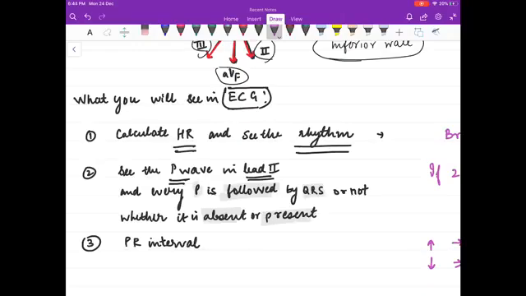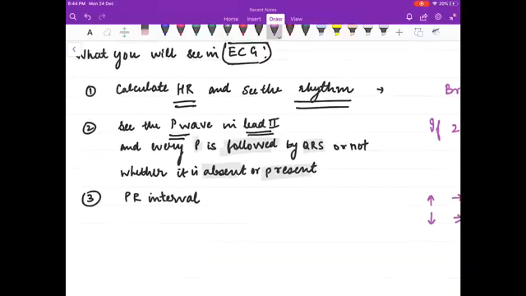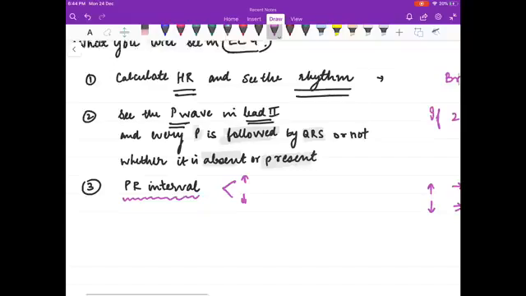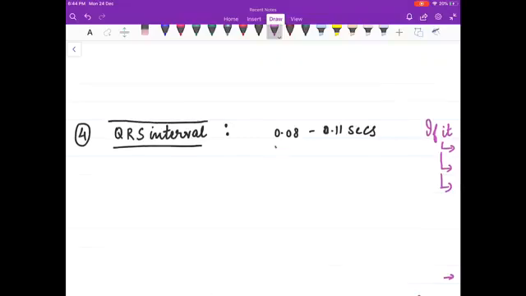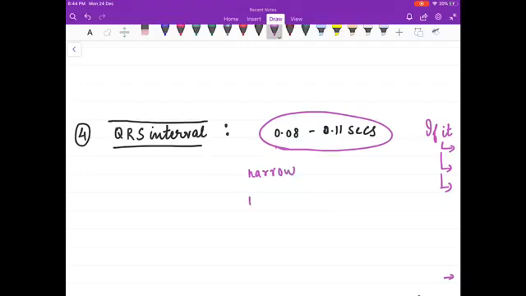It is important when we study the atrial enlargement, left atrial enlargement and right atrial enlargement. Then PR interval. You see the PR interval, whether it is prolonged or whether it is decreased. Then you see the QRS interval. Again, you see whether the QRS complex is narrow or it is broad.